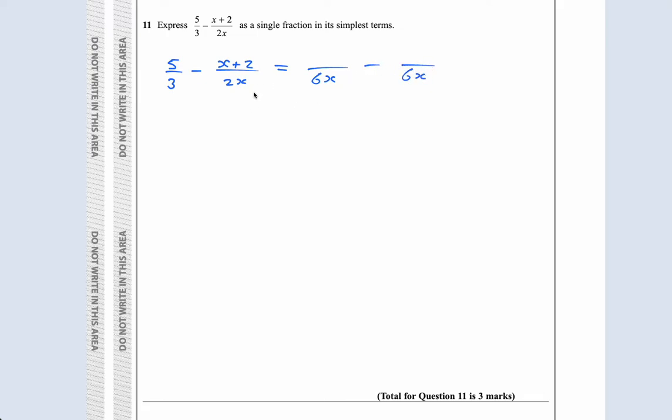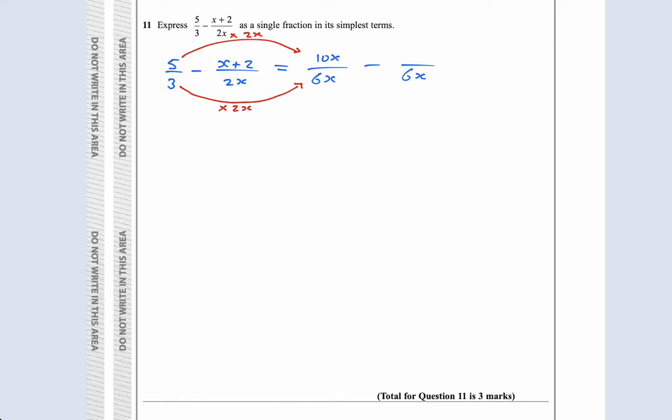Why did I choose 6x? Well, I need something that these both go into. The easiest way to do it is just multiply. 3 times 2x is 6x. Now, it's just like equivalent fractions, guys. What did you times 3 by to get 6x? 2x. So what do I times 5 by? Also 2x, which gives me 5 times 2x is 10x.